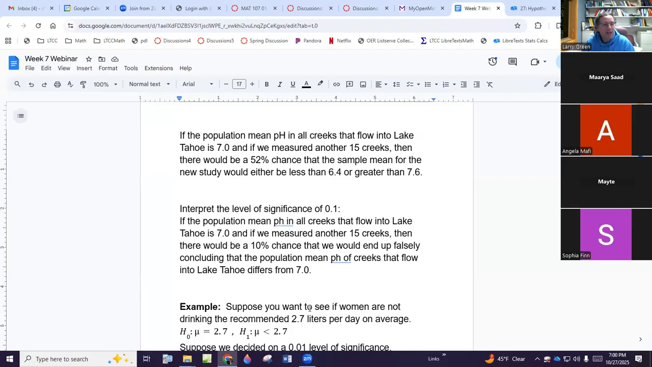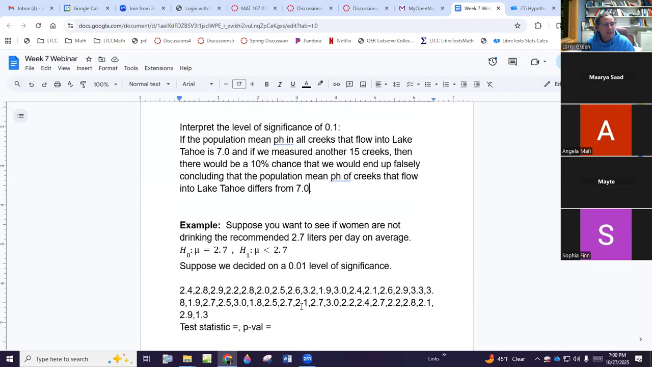Okay, are you ready for another example? Okay, suppose you want to see if women are not drinking the recommended 2.7 liters per day on average. Not sure if you know, but I looked it up, and it is recommended that women should be drinking 2.7 liters of water, not alcohol, by the way. Like water, I mean, it could be orange juice too, but hydration stuff.